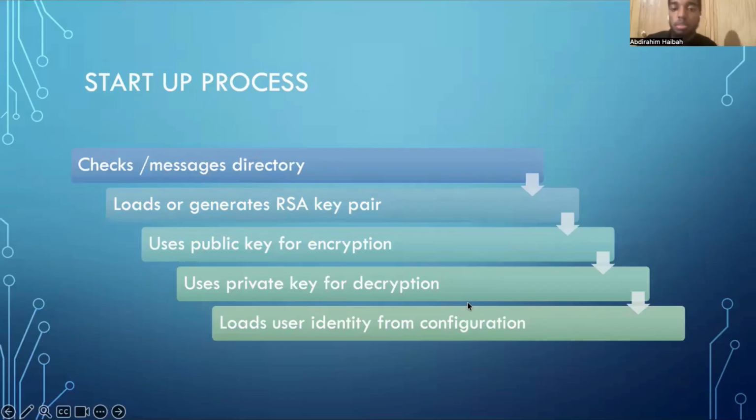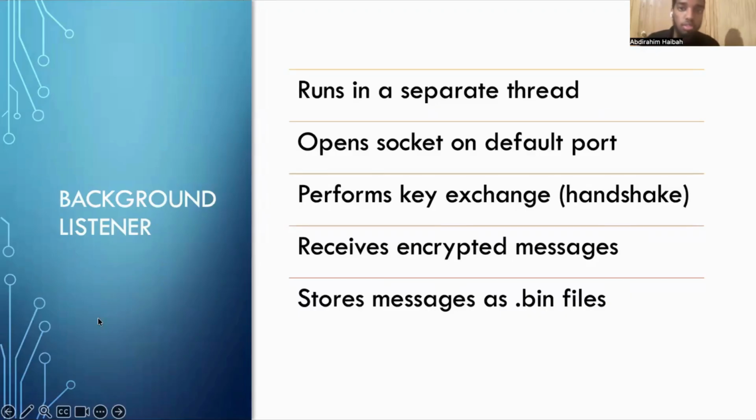Hey everyone, this is Abdurrahim, and I'll be taking it from here. So the background listener runs in a separate thread. It then opens a socket on the default port, followed by a key exchange, also known as a handshake. It also receives encrypted messages, and lastly stores messages as .bin files.